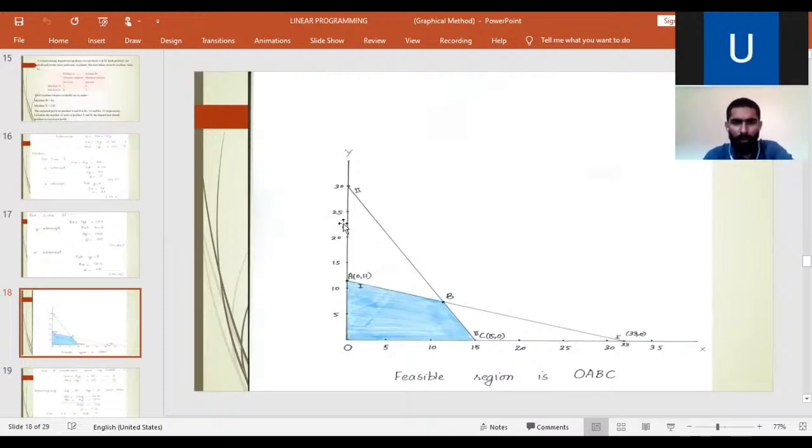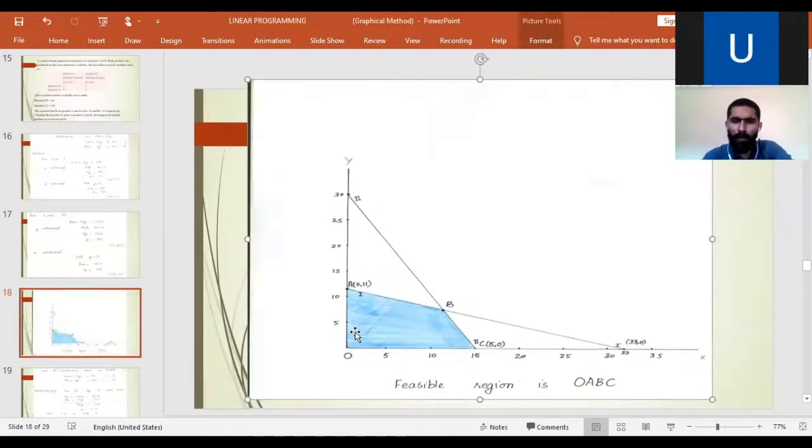First, we will put in all the values from equation 1. We will put the value of x equal to 0 and y equal to 11, and this point is known as point A. Now, from equation 1, we will put the value of x equal to 15 and y equal to 0. This point is called point C. Similarly, from equation 2, we will put x equal to 0 and y equal to 30, and similarly x equal to 33 and y equal to 0.